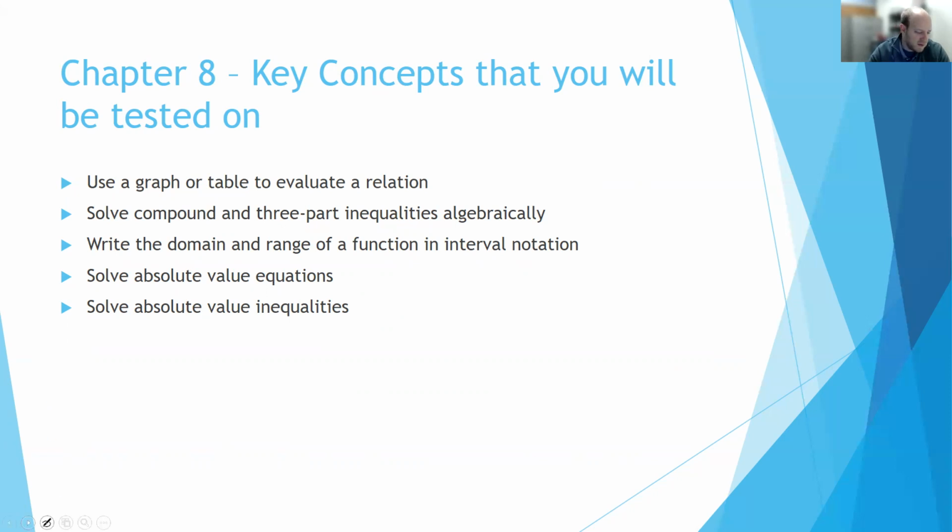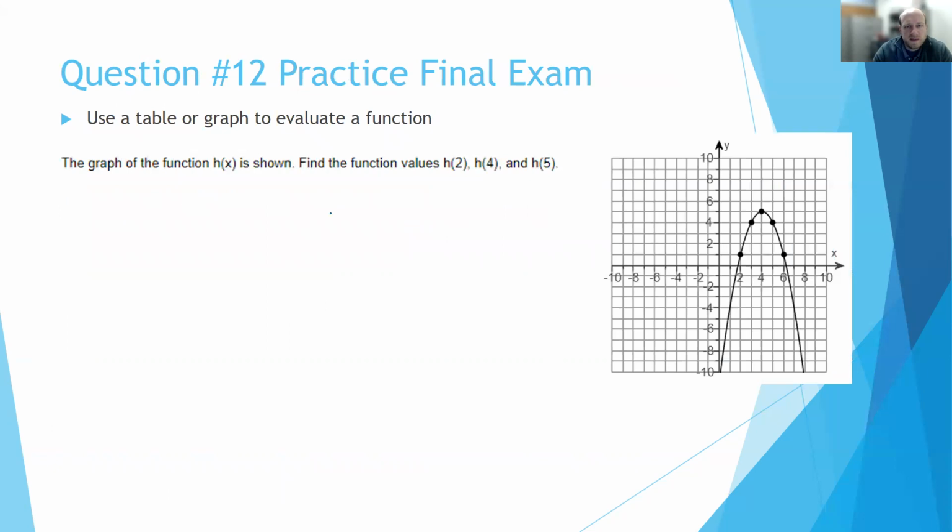And I will go through a summary of some of that, because I know some of these things, like solving absolute value equations and inequalities, I'll just go through some of the rules on those when we go through an example. But the first question here is, again, on use a table or graph to evaluate a function. So the directions here say the graph of the function h of x is shown. Find the values h of 2, h of 4, and h of 5. So this is the graph.